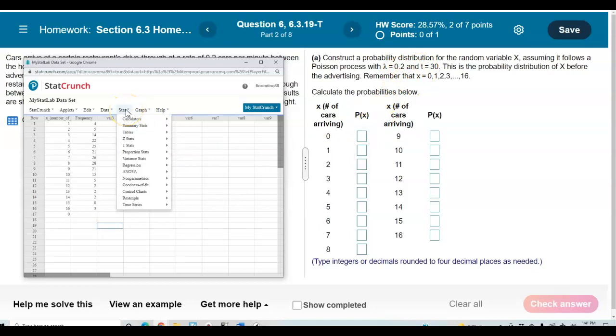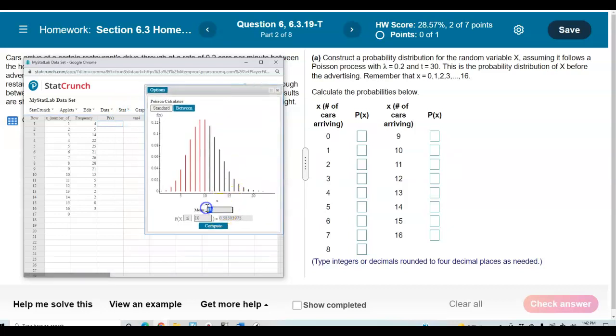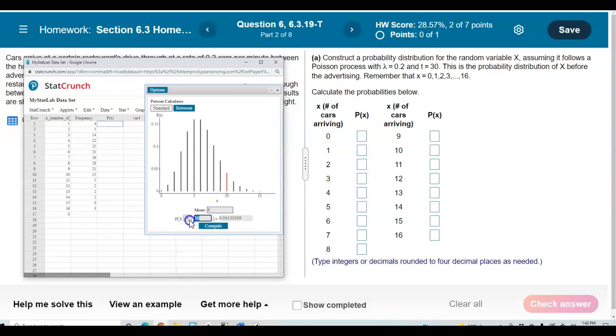So we're going to go to Stat. Now before we do that, we're going to title this new column the probability of X, because that's what we're going to find. So we're going to go to Stat, select Calculators, and then go all the way down to Poisson. Now remember, our mean is 6. So since our mean is 6, let's find the probability of 0. So we're going to let X equal 0. We're going to select Compute. Now rounding this to 4 decimal places gives you 0.0025. So the probability is 0.0025.